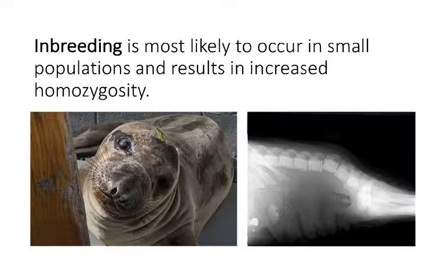So what I'm showing here is one example of a species that has been affected by inbreeding, the elephant seal that was hunted to near extinction. They had really small populations with really low genetic diversity. It led to a lot of inbreeding, or mating between siblings, and it led to effects like spinal deformities, which are shown here on the right.